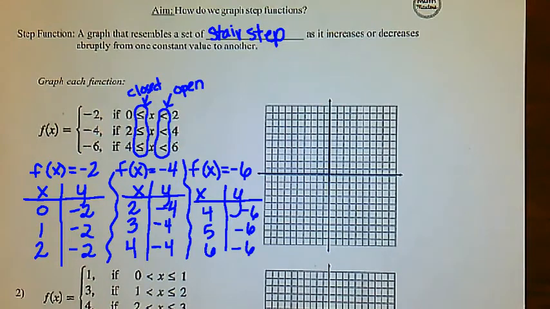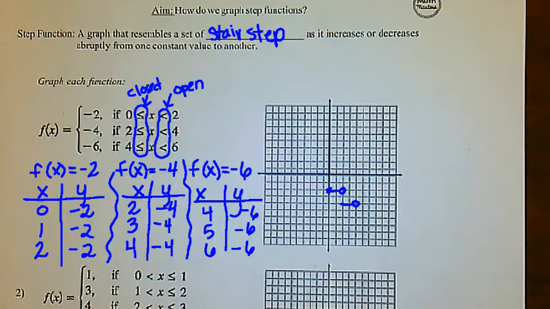So you'll see what I mean by a step function. Let's do f of x is equal to -2 first. So we go to 0, -2. I'm going to do a closed dot right there, and then this one is going to have an open circle. Alright, now we're going to go to -4, so we go down 2 spaces. Now this one is going to be closed, and then at 4 it's going to be an open dot.